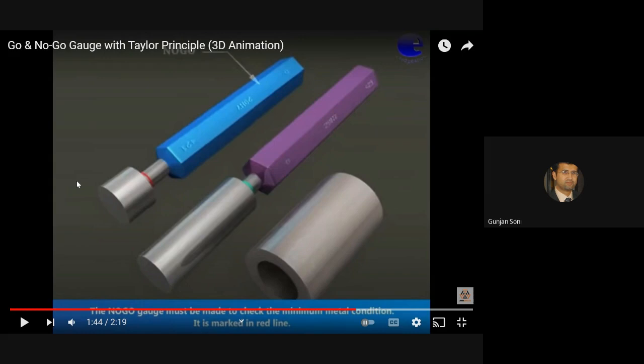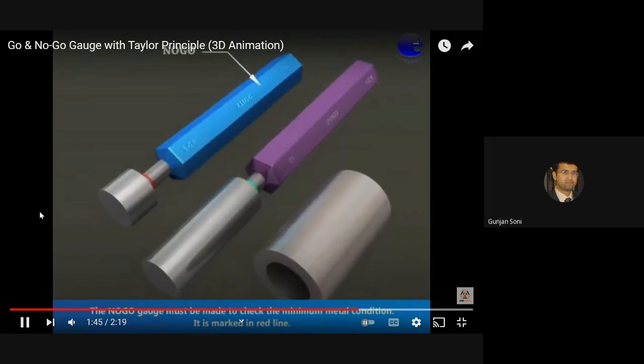So go. What is the maximum metal condition for a shaft? I mean, for a hole. What is the maximum metal condition for a hole? Lower limit. Yeah, lower limit. Okay. So the go plug gauge is going to check the lower limit of the hole, the maximum metal condition.